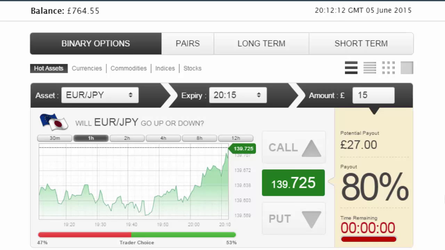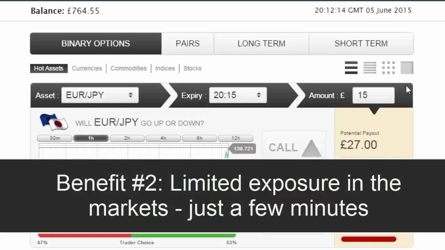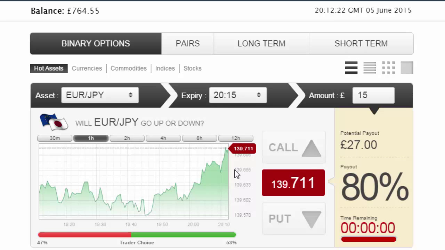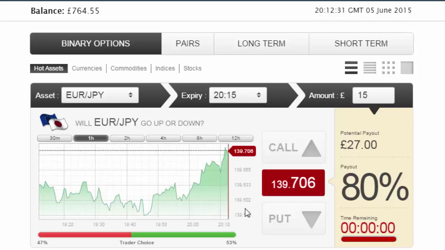You're also only in the market for a very short period of time. So if we took this example here, if you had placed the trade at 2010, the expiry is at 2015. So you only actually got money in the market for 5 minutes on this particular trade. So very often your money can be in there for 5 minutes, maybe 10 minutes. So again, even with markets fluctuating and some big news comes out, you're not exposed as you would be with stocks or foreign exchange trading.